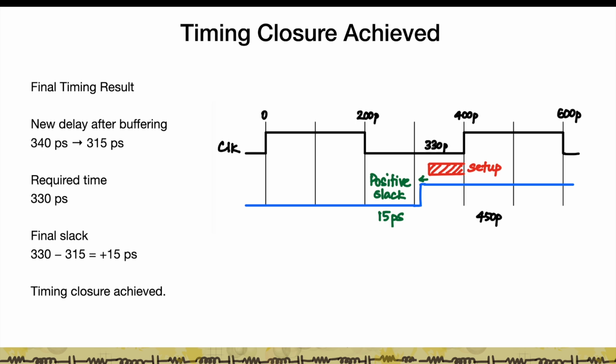This is exactly how timing closure works on real chips. Not one magic fix, but a disciplined sequence of targeted optimizations that progressively chip away at negative slack until every path passes.